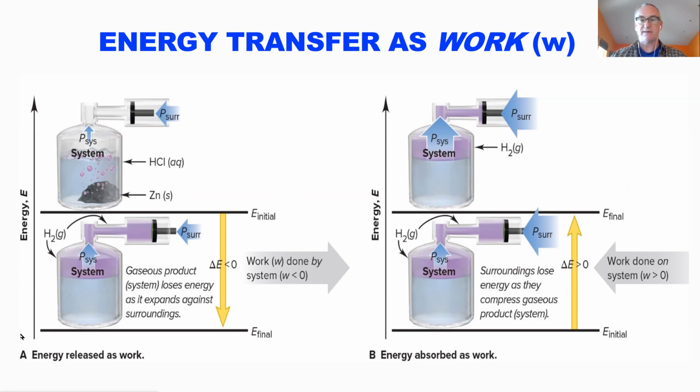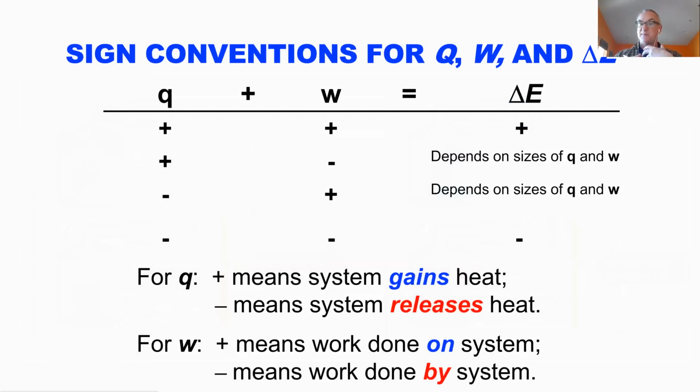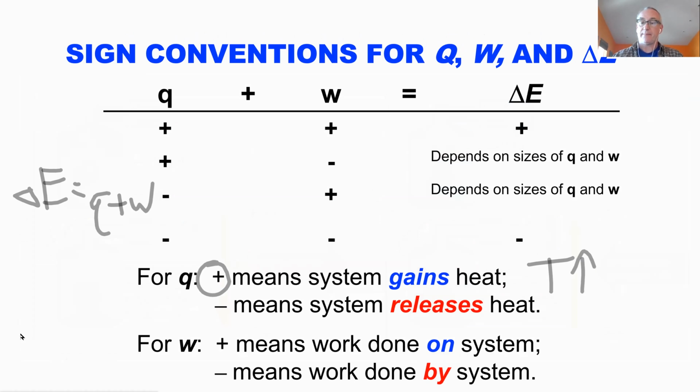So we need signs. Something's positive, something's negative. And remember, the change in energy is two things. It's either heat or work, or sometimes both at the same time. So what are the conventions? Positive means whatever our system is has increased heat. Generally, that means the temperature has gone up. If the temperature goes down and it loses heat, that would be negative for the system.